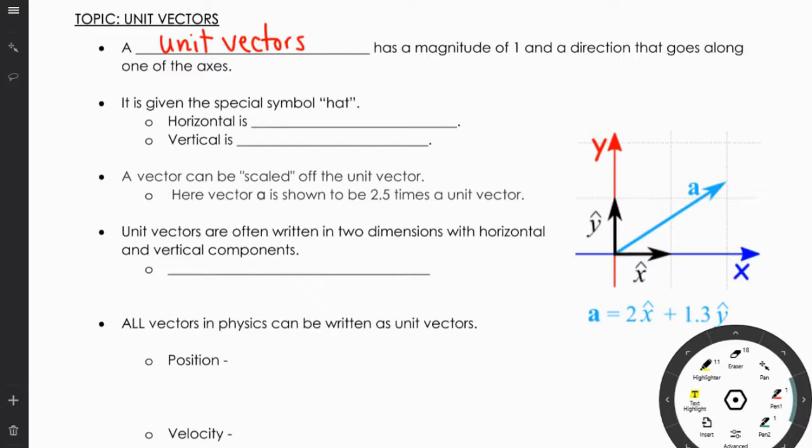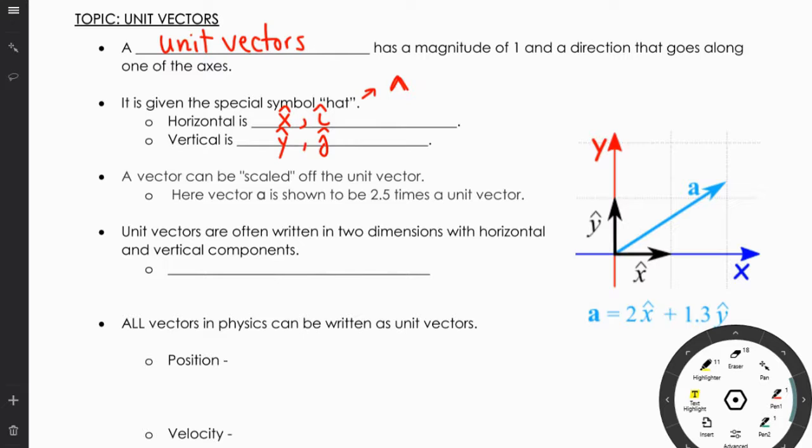So the unit vector is given a special symbol. It's called a hat. It's just this little caret notation. If I want to talk about the horizontal unit vector, there's 2 ways to write it. You can write it as x hat or i hat. They're both the same thing. And the vertical is either y hat or j hat. And if you want to do the z, it's z hat or k hat. So either one of those notations is right.